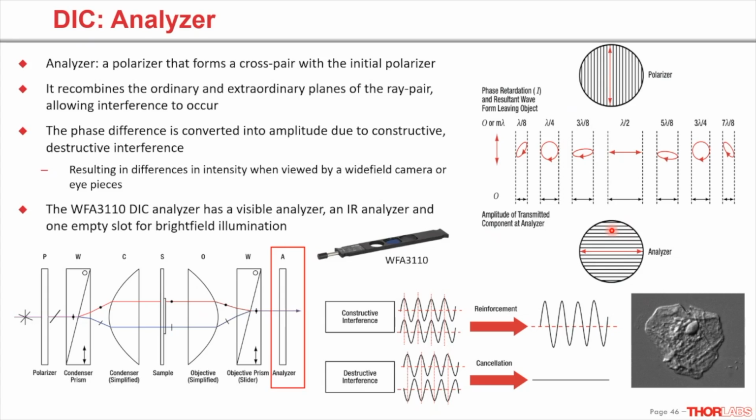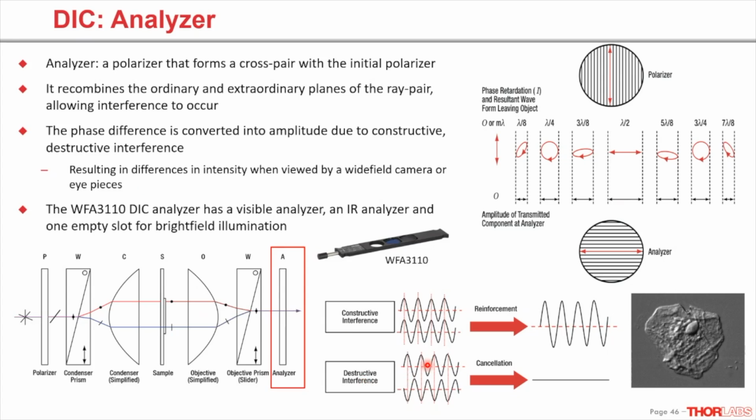However, if there is some phase delay caused by the sample, then you'll get a varying degree of elliptically, circularly, or linearly polarized light that will then be allowed to pass through the analyzer. So then you'll be able to get signal on the other side and detect an image. The analyzer recombines these ordinary and extraordinary planes of the ray pair, and this allows for interference to occur. So if there is a phase difference, it's converted into amplitude due to constructive and destructive interference.